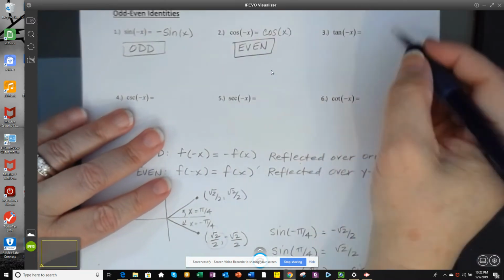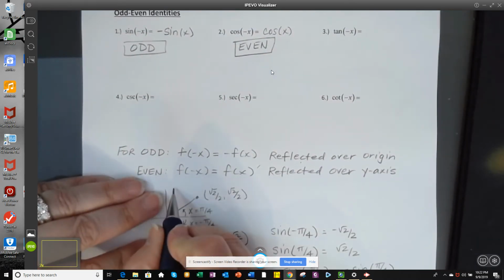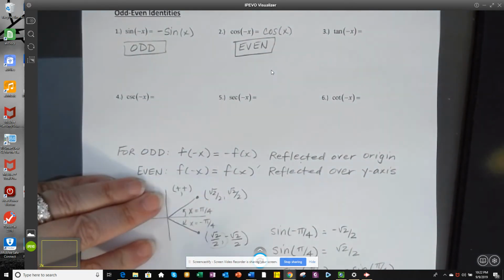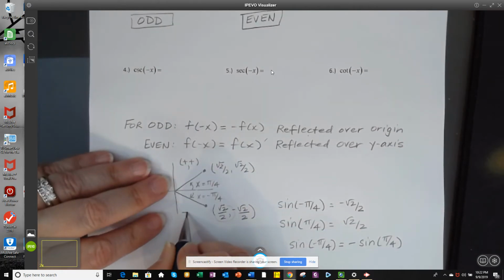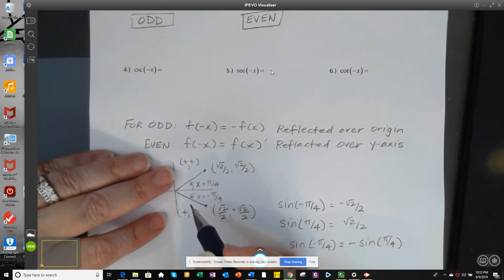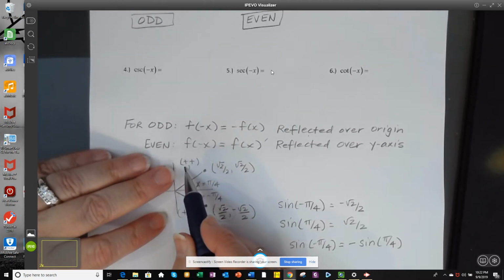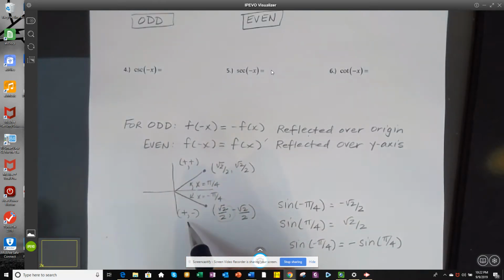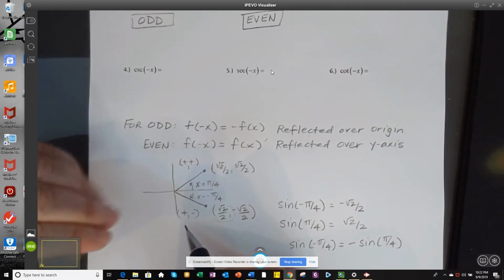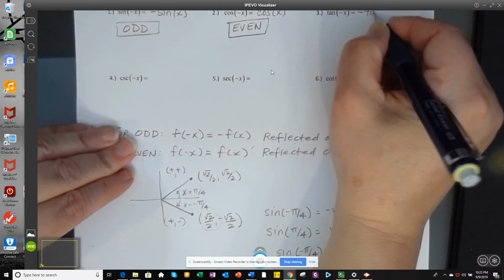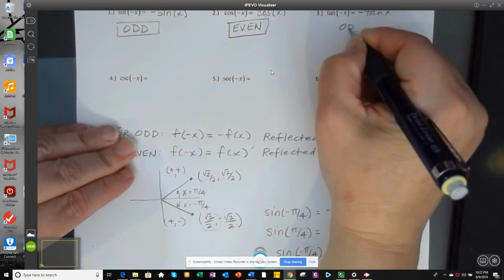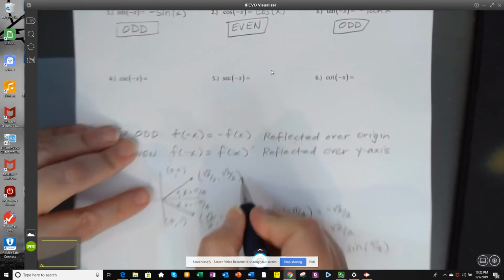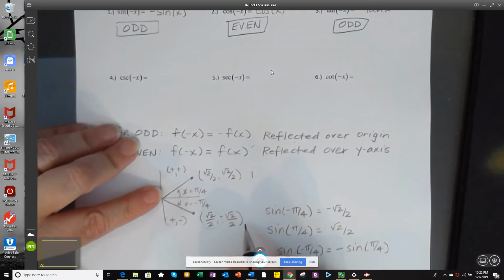Tangent of negative x. Now, tangent: in quadrant 1 the point is positive and positive, and in quadrant 4 it is positive and negative. Tangent is y over x. So tangent is positive in quadrant 1 and tangent is negative in quadrant 4. So this one is going to be the opposite, negative tangent of x. So this one is odd. The tangent of pi over 4 is 1. The tangent of negative pi over 4 is negative 1. And so they are opposites.